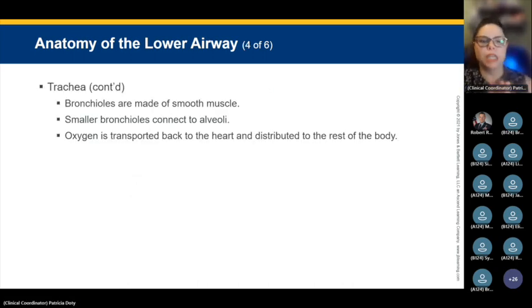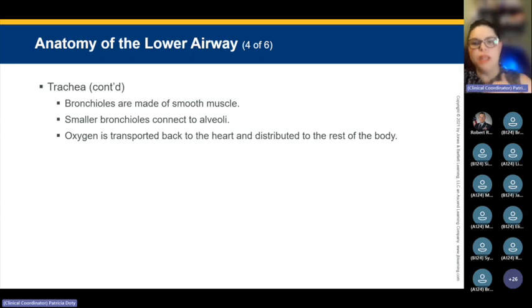The bronchioles are made of smooth muscle, so they are going to open and close, and that's very important for you to understand now ahead of time, especially you guys in advanced EMT. If you're listening to this lecture, you need to remember that smooth muscle in the bronchioles opens and closes as a muscle would. And why is this important? Because later on we talk about pharmacology, and some of the drugs are going to interact with those smooth muscles. So smaller bronchioles connect to alveoli.